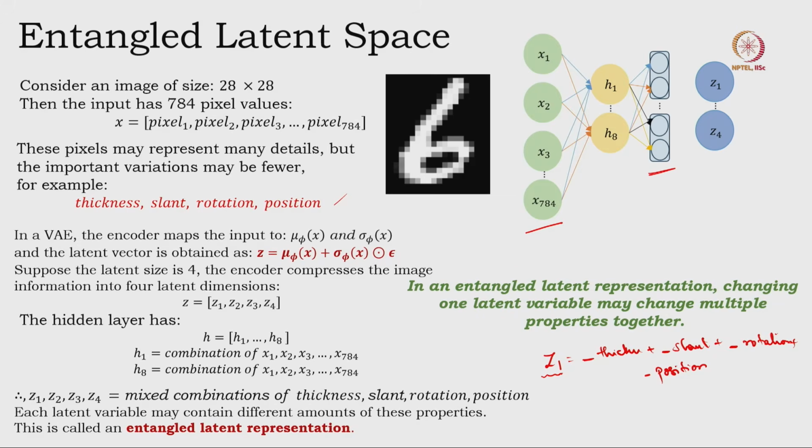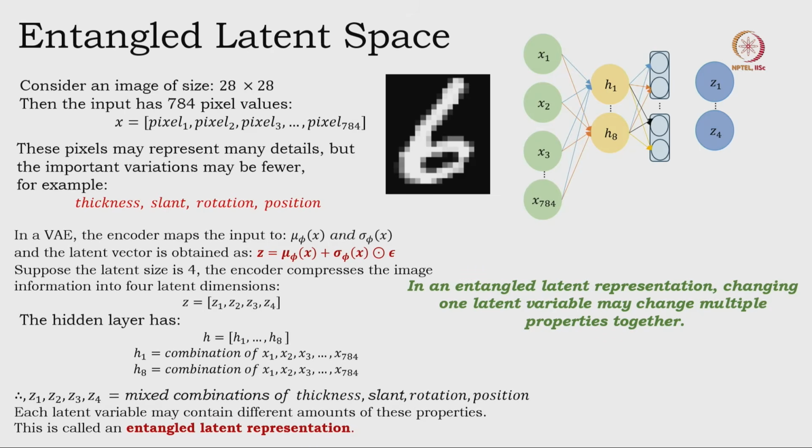Now, if I want to do some modification to this Z1, I want to change some value, then if you do the modification to Z1, it has an impact on all of these. So, changing one latent variable may change multiple properties together. Suppose this concept is not very clear, probably when we see what is disentangled, you may understand this.